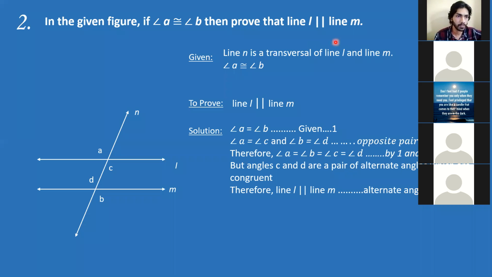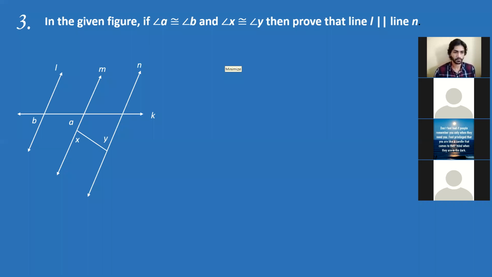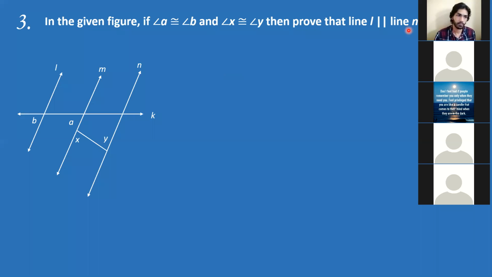Now pay attention. It is not difficult, but you will understand. You guys are smart. So I'm going to request someone to quickly come off mute and read it for us so that we can go ahead. Go ahead, Radha. In the given figure, if angle A is congruent to angle B and angle X is congruent to angle Y, then prove that line L is parallel to line N. Wonderful. Thank you so much.